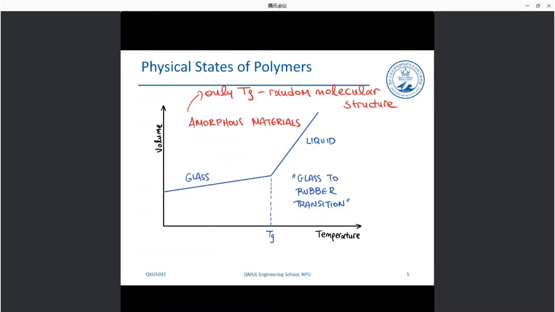So in this case, when we increase the temperature for an amorphous material, we pass from the glass state to a softening point, which is the glass transition temperature. And then we go on to a liquid state or a very highly viscous state, let's say.